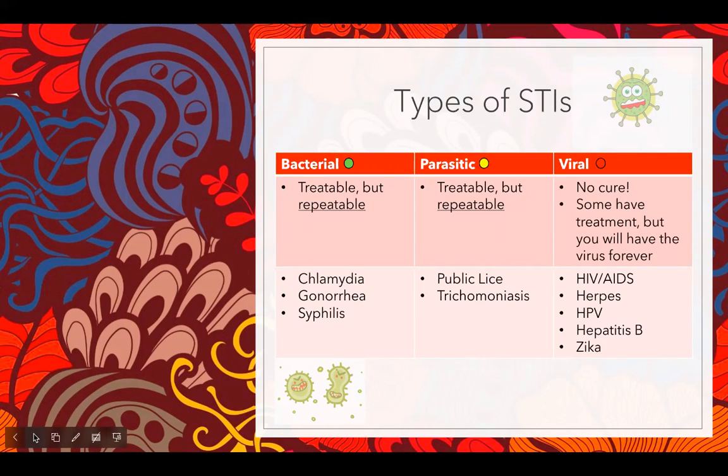The parasitic STIs are also treatable and also repeatable. So they're treatable, there's medication for that as well, and they will go away. Those are pubic lice and trichomoniasis.